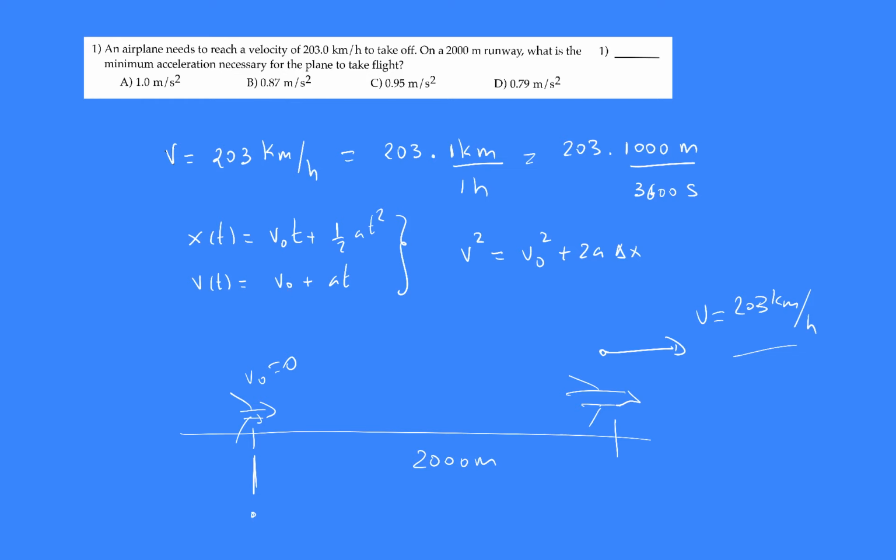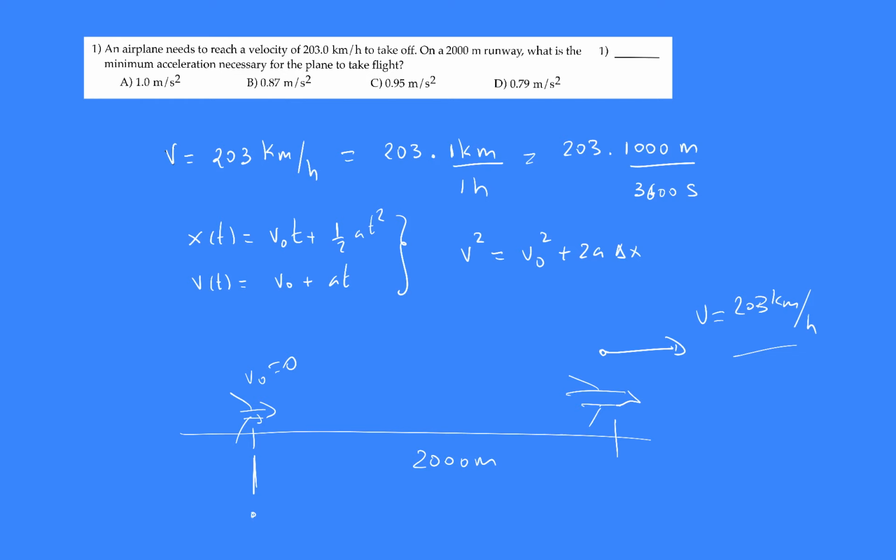If you work with these equations by solving for t and you put it inside here, you will find this equation: v squared equals v0 squared plus 2 times a times delta x. So we will use this equation, instead of using these two equations, that is a combination of the two equations.